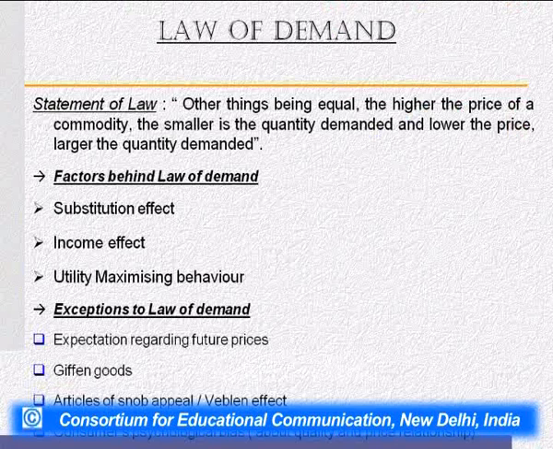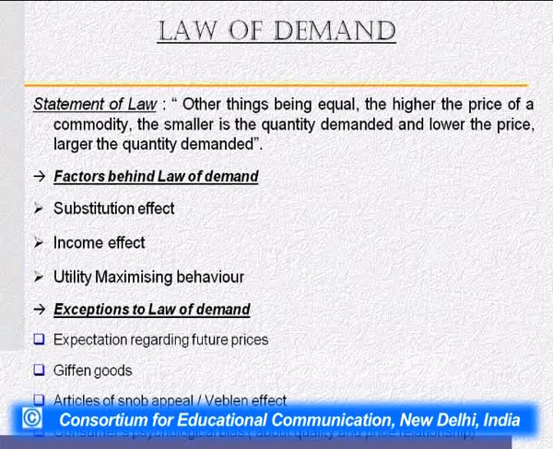Simply, other things being equal, the higher the price of a commodity, the smaller is the quantity demanded, and the lower the price, the larger the quantity demanded. Similarly, if the price is increased, demand is decreased, and if the price is decreased, demand increases. The factors we discussed behind the law of demand are the substitution effect, the income effect, which we discussed in the previous slide, and utility maximizing behavior. What are the exceptions to the law of demand?